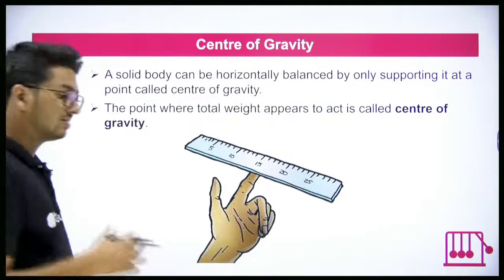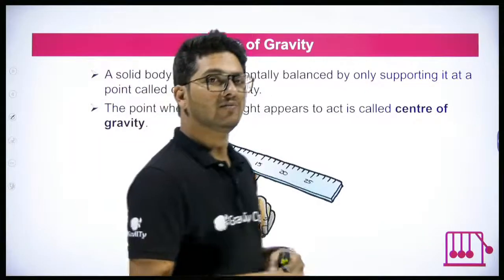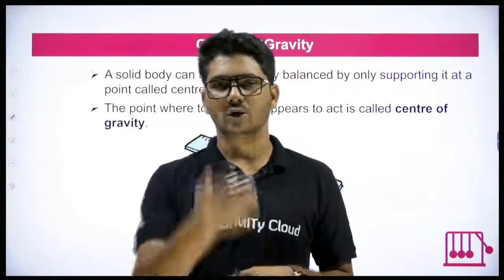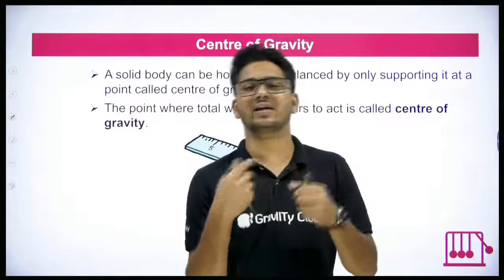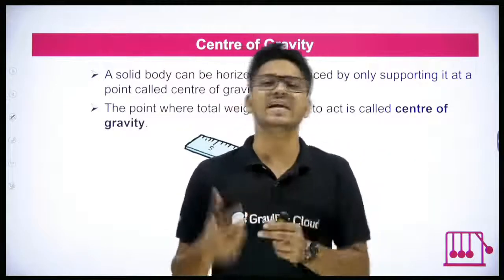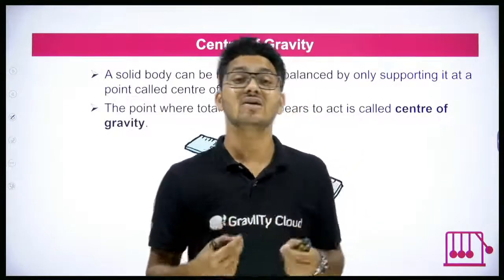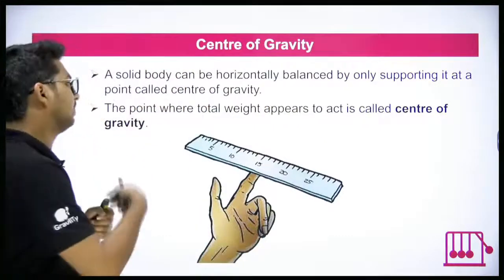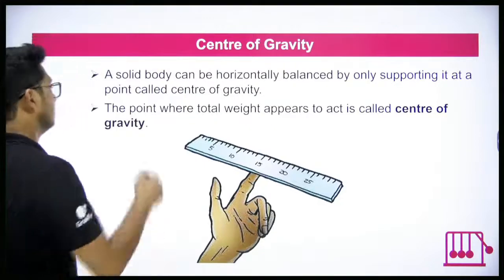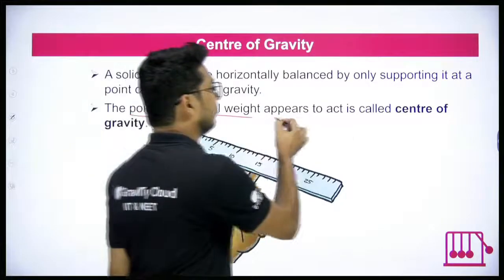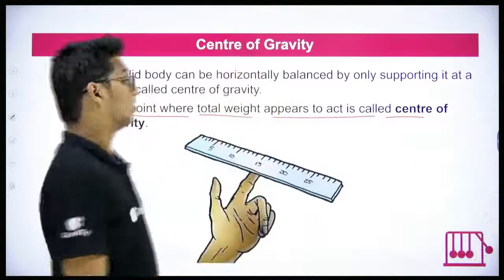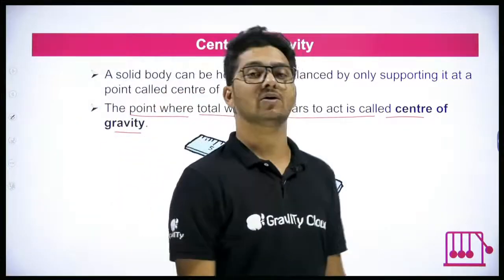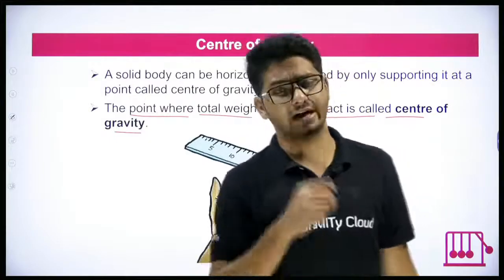So what is that? That is the point where we can assume that the total weight acts. When you balance something, you have to balance it in such a way that you balance the weight. Center of gravity is that point where you can assume that the complete weight of the body acts. So the point where total weight appears to act is called the center of gravity. What does it mean that the total weight appears to act?